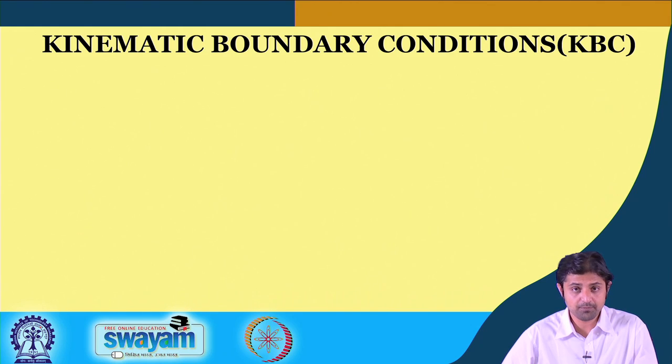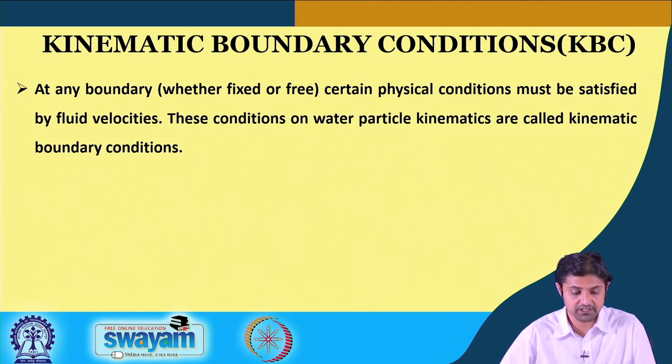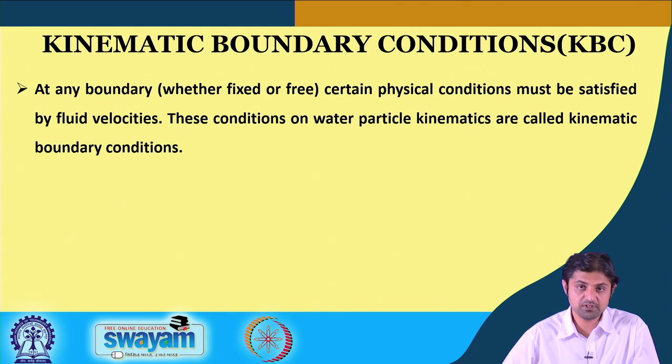One important property is kinematic. We are talking about boundary conditions, so one of the important properties is called the kinematic boundary condition. All right. What is our KBC? At any boundary, whether fixed or free, certain physical conditions must be satisfied for fluid velocities, and these conditions on water particle kinematics are called kinematic boundary conditions. All right.